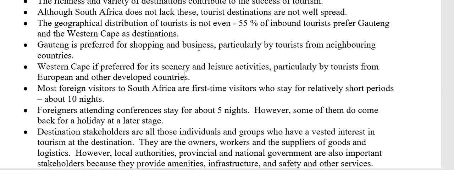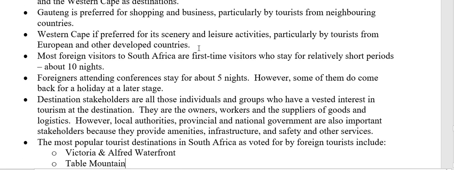Most of our foreign visitors are first-time visitors, and when they come for the first time, they stay for a relatively short period, around about 10 nights. Foreigners that attend conferences, so business tourism, stay for around 5 nights. But in many cases, we see that a person would come for a conference, business tourism, and they would return to the country at a later stage to come on holiday. They go for business tourism, they see what the country is all about, and they enjoy the experience, the climate, so much that they come back at a later stage for a holiday. In which case it would be leisure.